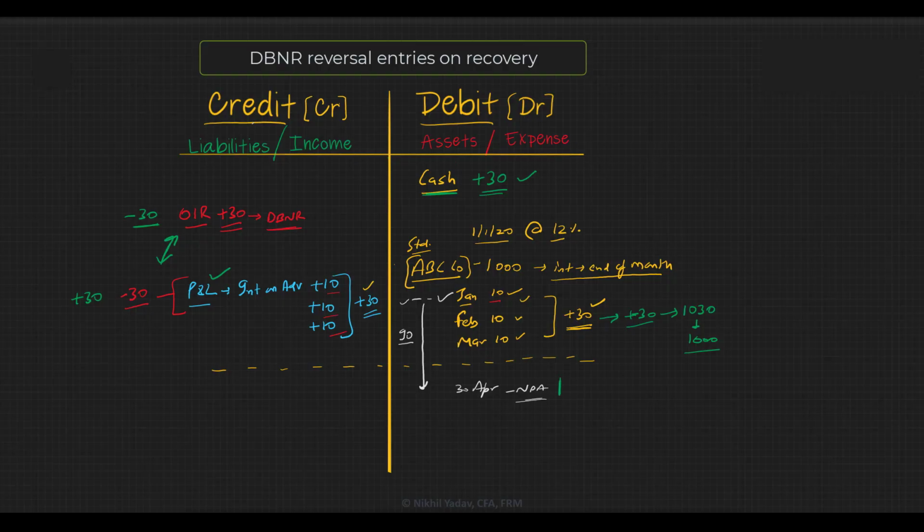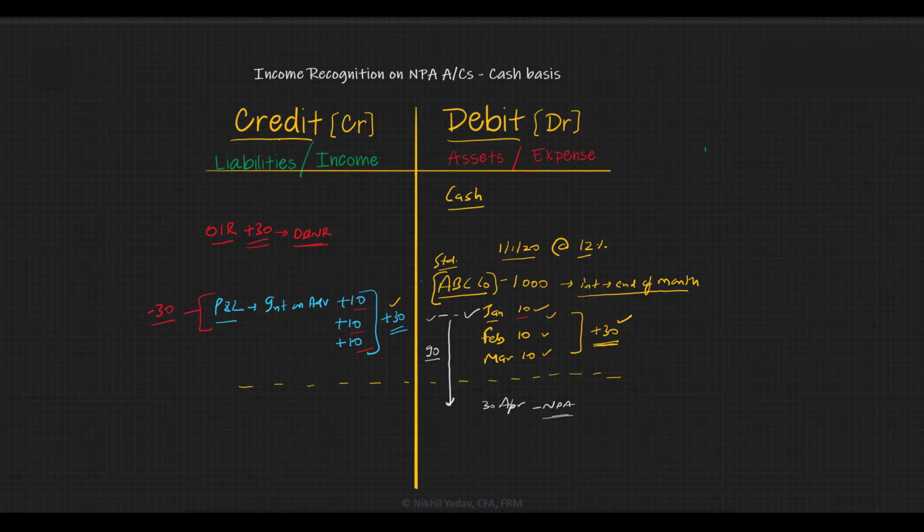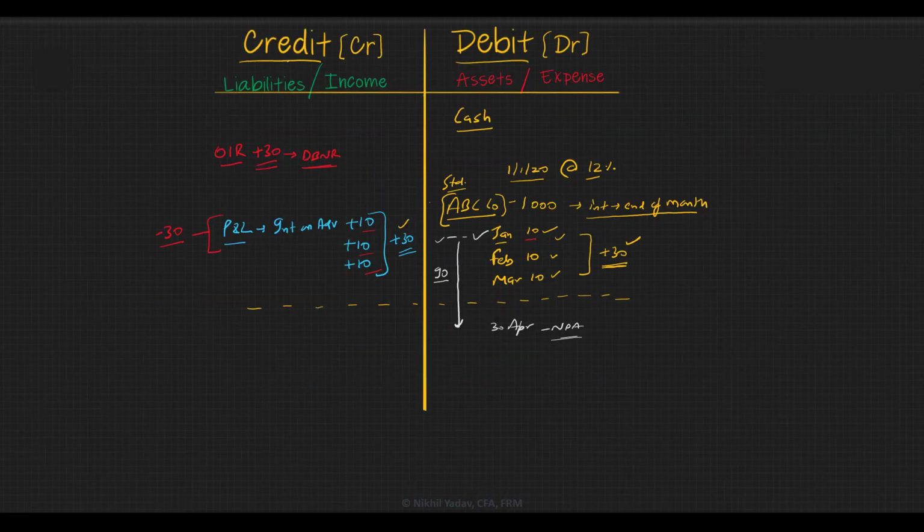So in the NPA accounts, we recognize the income on cash basis. Once we receive the cash, we can credit the P&L by reversing the OIR. Now let's consider the scenario once the account has turned NPA. How would we now recognize the income? Now everything will happen on the cash basis. Let's say in the previous example, when the account turned NPA on 30th April, even after that, there was no repayment from the borrower. Now let's see what kind of entries are being done.